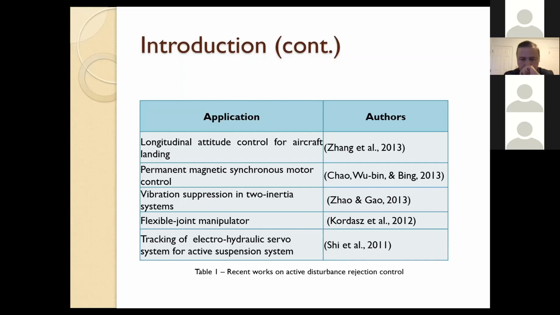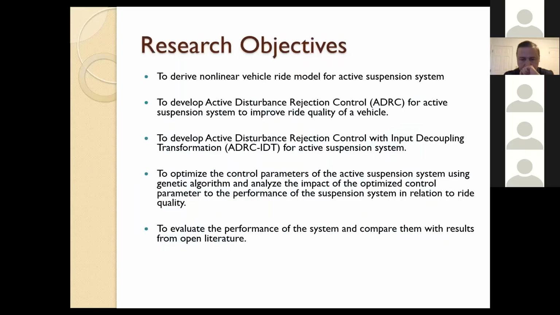One of them is mainly aircraft, and some people use it for electric motors, and some people use it also for robotic arms. But the use in vehicles is not many. This is why we were intrigued to try to introduce it to the active suspension system.